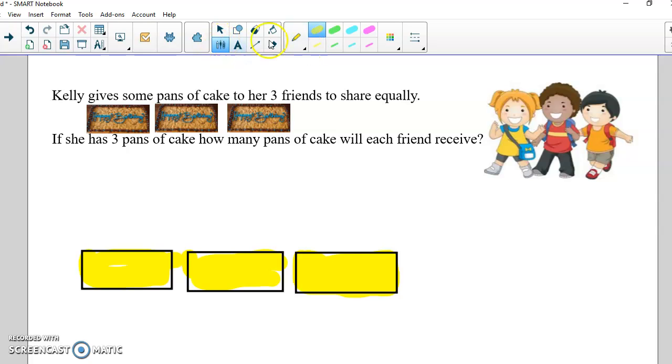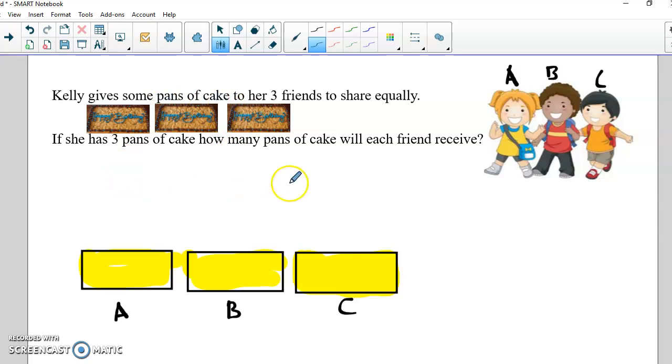Okay, so if I'm going to share those with my friends equally, and this is friend A, friend B, and friend C, what would each person get? Well, friend A would get this whole cake, friend B would get this whole cake, and friend C would get this whole cake. I have enough. What equation matches this that each person would get 1 cake?